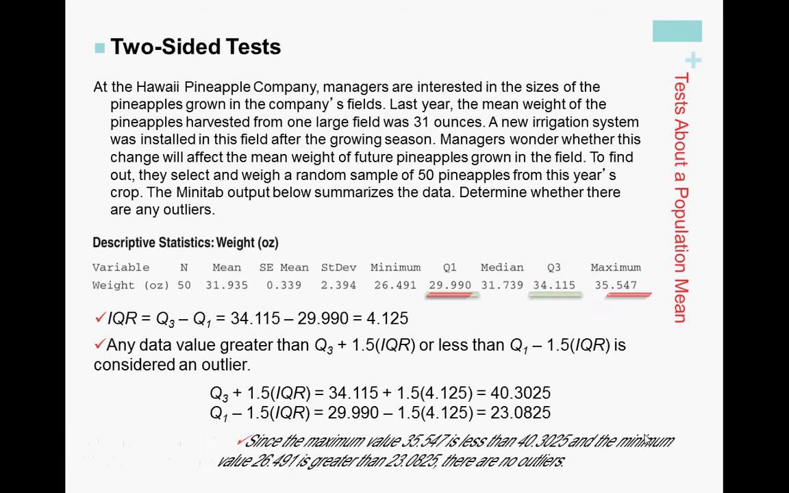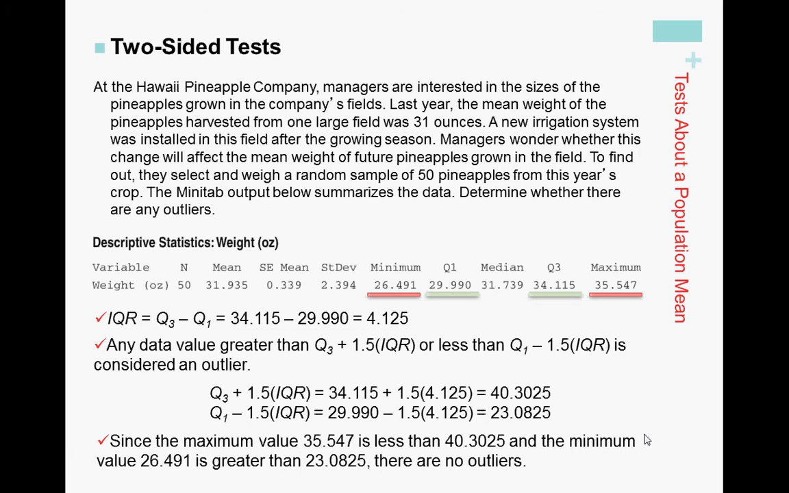But you can see right there the minimum and the maximum. They are within that range. They're between 23 and 40. So there are no outliers. Excellent. That helps us know we can move forward. No outliers. All right. So let's go ahead and do this test.